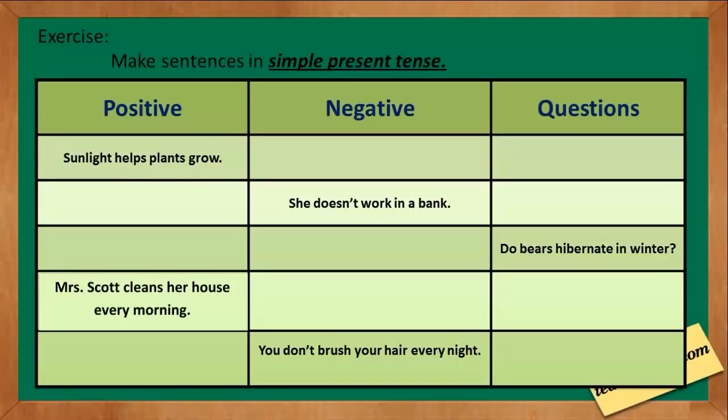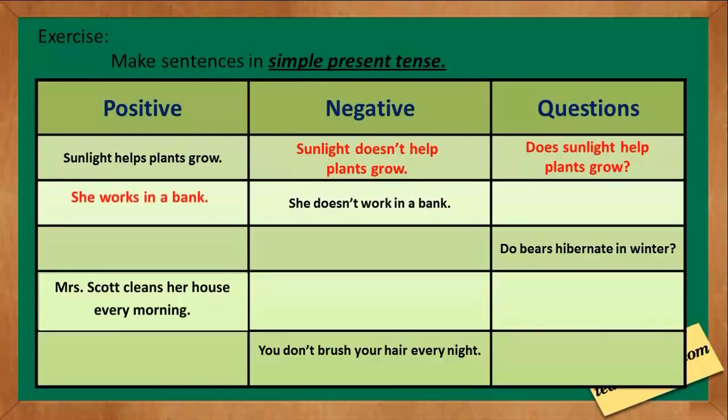For our exercise, make sentences in simple present tense. The first one: Sunlight helps plants grow. The negative sentence should be, sunlight doesn't help plants grow. And for the question, it should be, does sunlight help plants grow? The second one, she doesn't work in a bank. The positive statement should be, she works in a bank. And the question is, does she work in a bank?